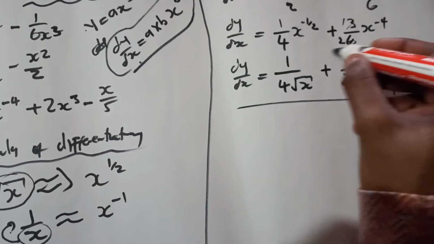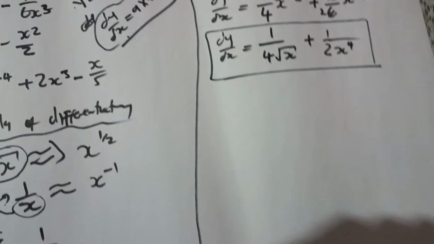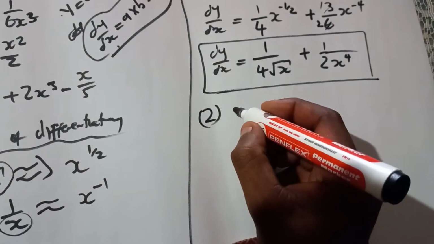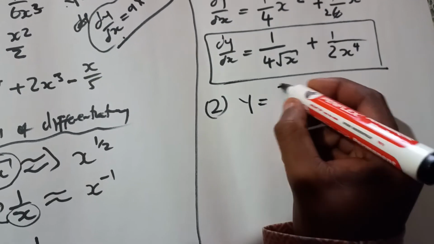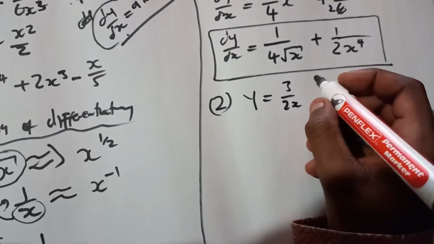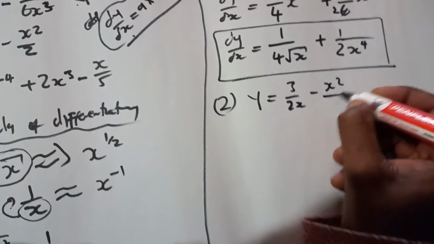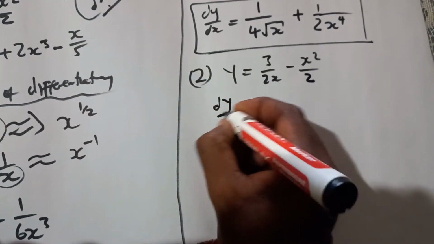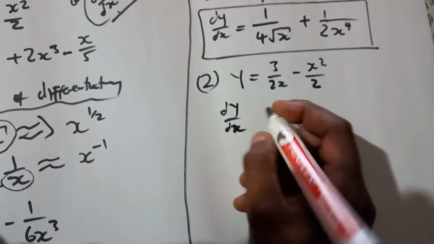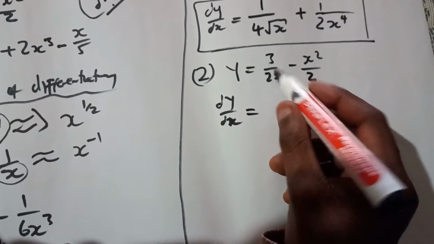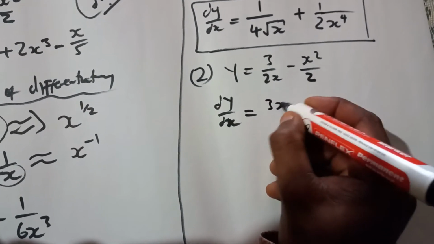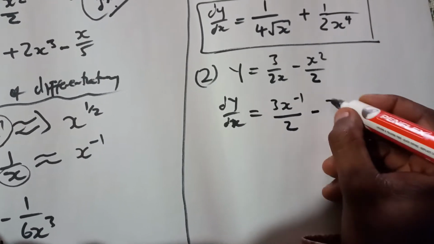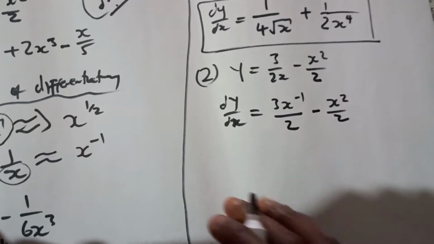Our final answer is this. Then we come to the second example. y is equal to 3 over 2 x minus x squared over 2. dy over dx is equal to, let's take it to the top, so it's 3x to the power of negative 1 over 2 minus x squared over 2.